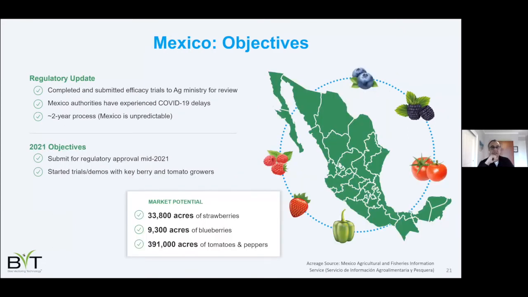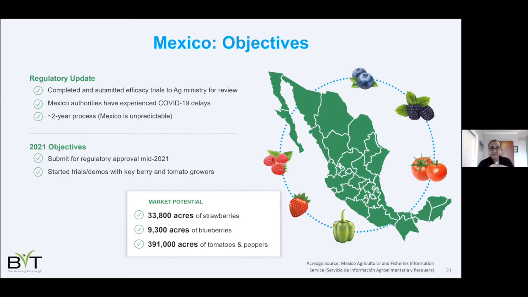Mexico, a few comments on Mexico. It's a tremendous opportunity. Again, it kind of hits the sweet spot in terms of berries and tomatoes, where we know we have a strong play. The regulatory process in Mexico is not very predictable, to be candid with everyone.